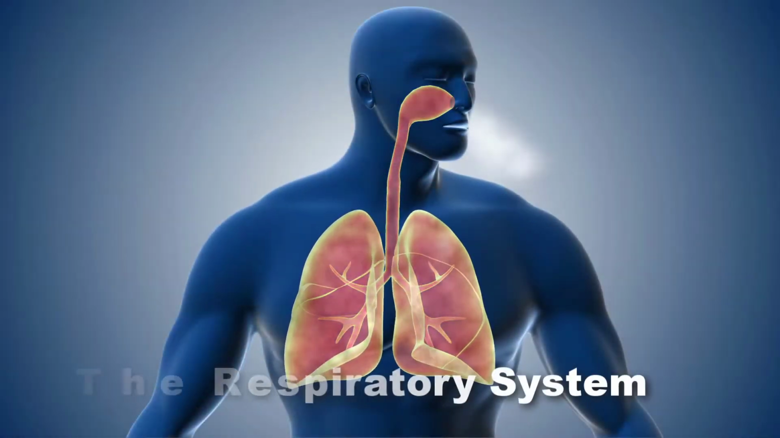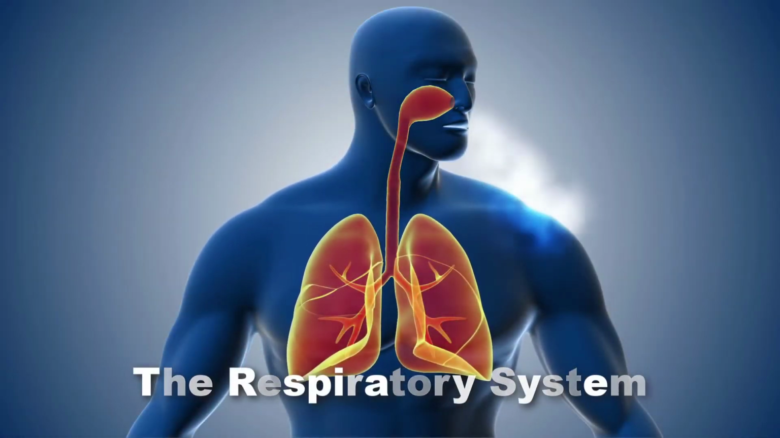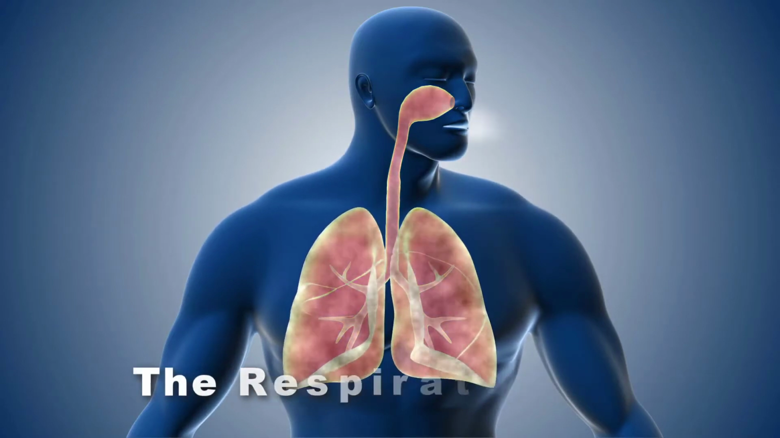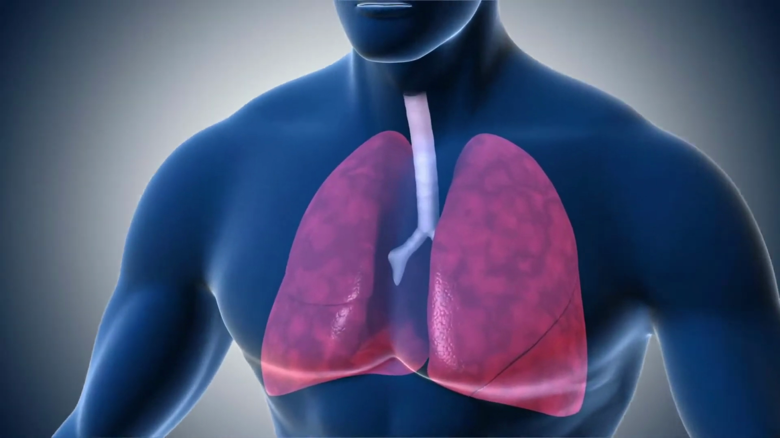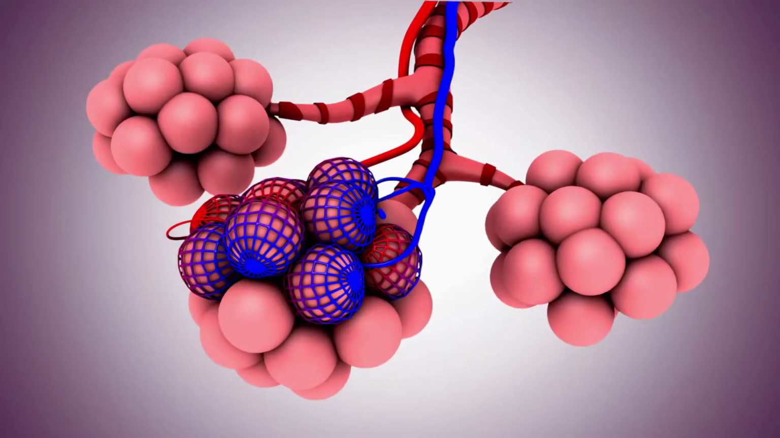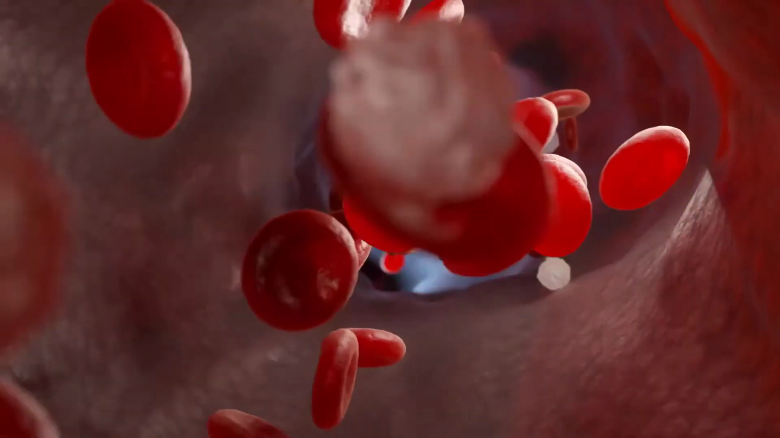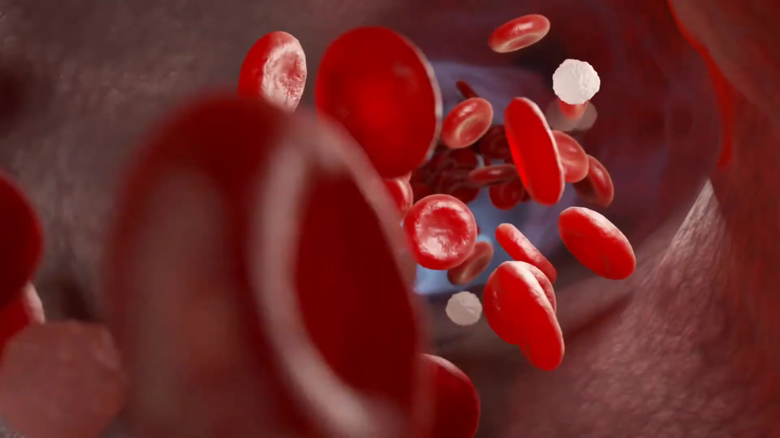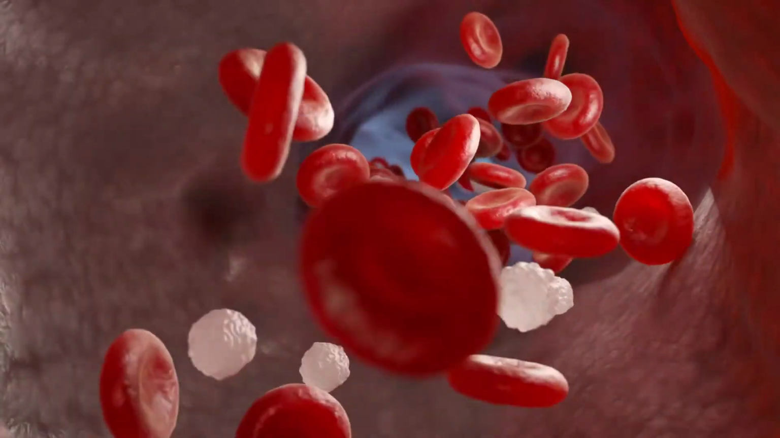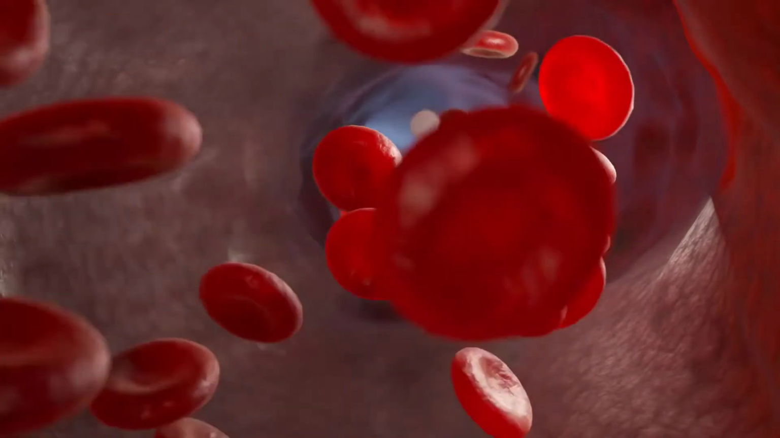The respiratory system is a network of organs and tissues that allow you to breathe. This includes your airways, lungs, and blood vessels, along with the muscles that power the lungs. These parts work together to move oxygen throughout the body and clean out waste gases like carbon dioxide.